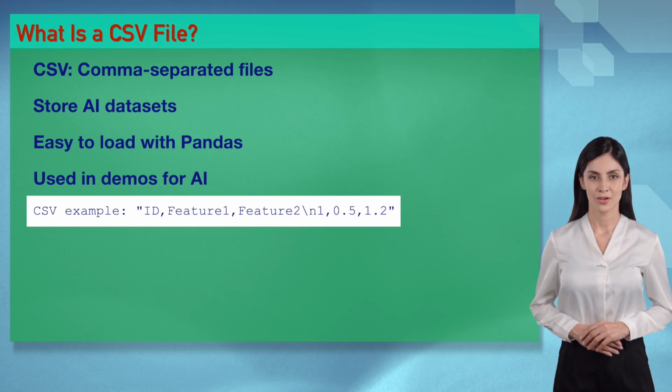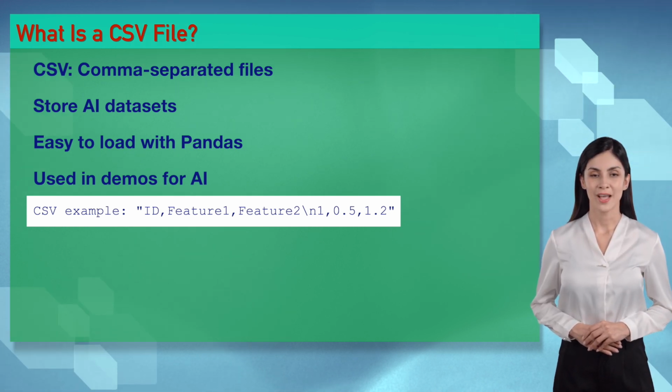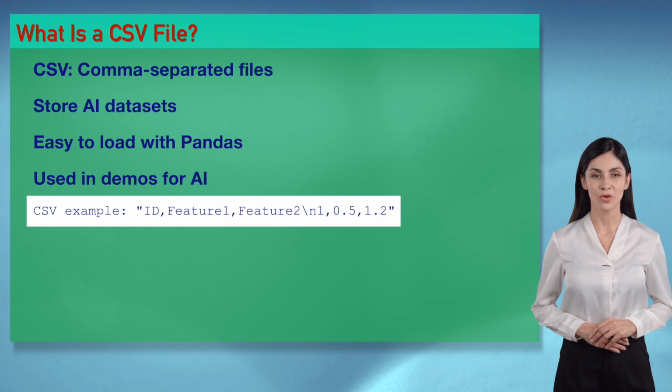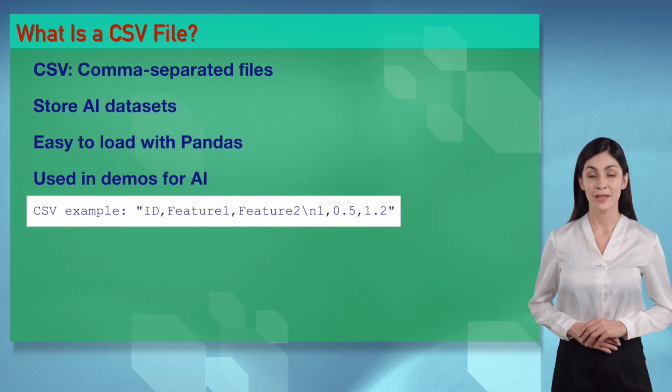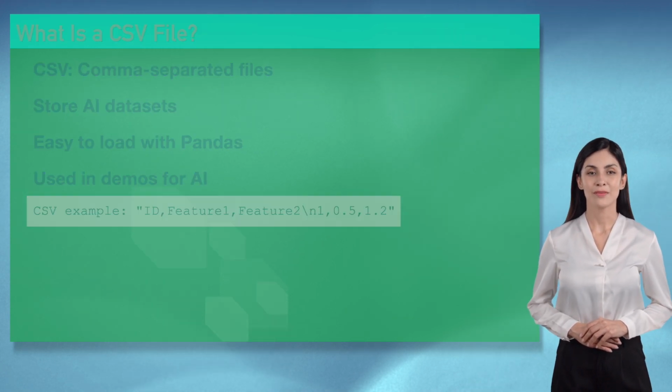Oh, Victoria, you tease. CSV stores structured AI data, like features, perfect for loading into Pandas. Try it in our demos, Wizards, and feel the chemistry.